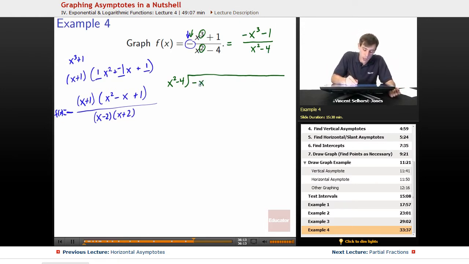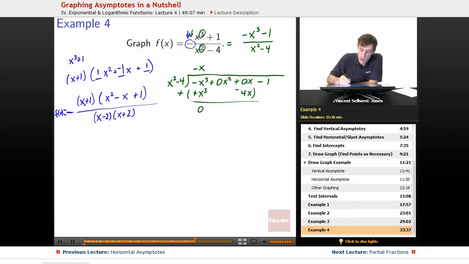x squared minus 4, so negative x cubed. How many x squareds do we have? 0 x squareds. How many x's? 0 x's, minus 1. x squared minus 4, how many times does x squared go into negative x cubed? It's going to go in negative x times x squared, negative x cubed, negative x times negative 4 becomes positive 4x. We subtract this whole thing, distribute the subtraction. Negative x cubed plus x cubed becomes 0. 0x minus 4x becomes negative 4x. We bring things down. We've got 0x squared minus 1. So we've got a remainder of negative 4x minus 1.